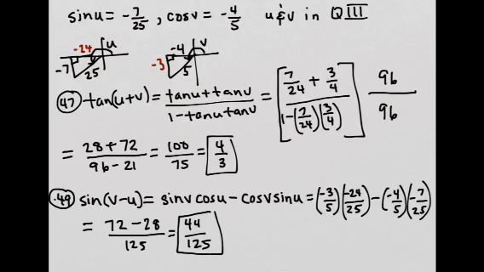Sine v minus u formula, and then just like on numbers 43, 45, I just replaced each trig function with its ratio. Multiplied, I got this. Simplified, I got this.